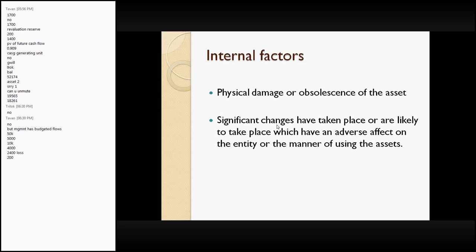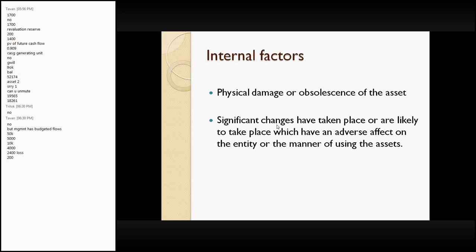Internal factors may be the physical damage or obsolescence of the asset. That you took the car out of the showroom and a truck rammed into you when you're buying it new. So you know that the car has damaged, isn't it? And if you know the machinery you have bought has caught fire, you very clearly know the machine cannot be used because it has caught fire. There is damage or physical obsolescence to the asset. That is an internal indicator, internal factor of indication of impairment.